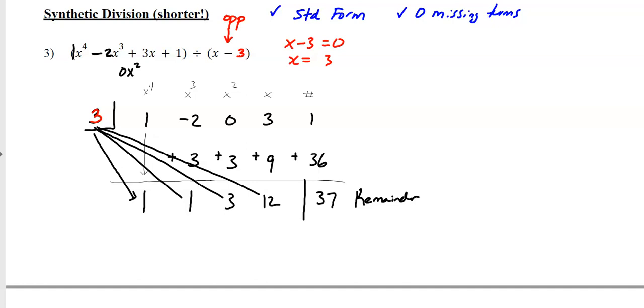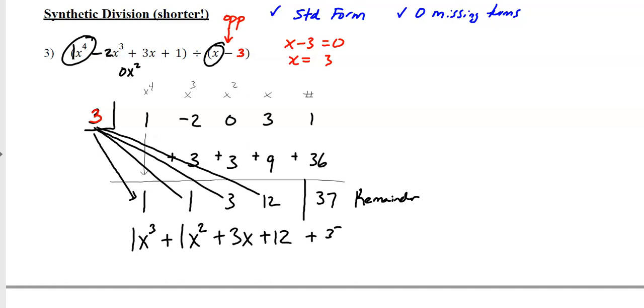Now, how you express your answer is whenever you have an x to the fourth and you're dividing it by an x, the first term is going to be 1 less than the x to the fourth. So really, this is going to be x to the third. This is going to be x squared. This is going to be your x. This is going to be your number. And then this is going to be the remainder, which I'm going to put on top, just like we did in long division. I'm going to put that up on top of what we started with.